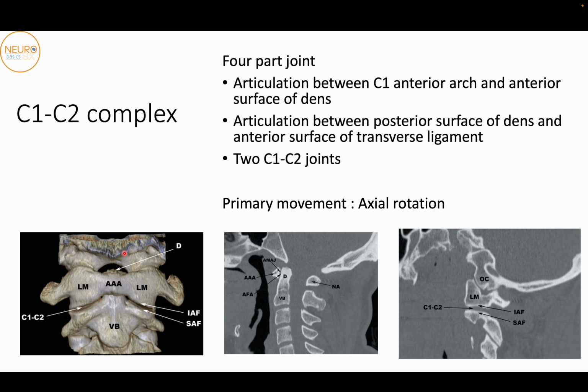The C1-C2 joint, on the other hand, is a 4-part joint. Okay, so there's 4 different parts to the C1-C2 joint. There's first of all 2 articulations happening around the dens itself. The articulation between the dens and the C1 anterior arch is one joint. The articulation between the dens and posteriorly with the transverse ligament is actually another joint by itself. Then the two lateral joints, which are the two C1-C2 joints.